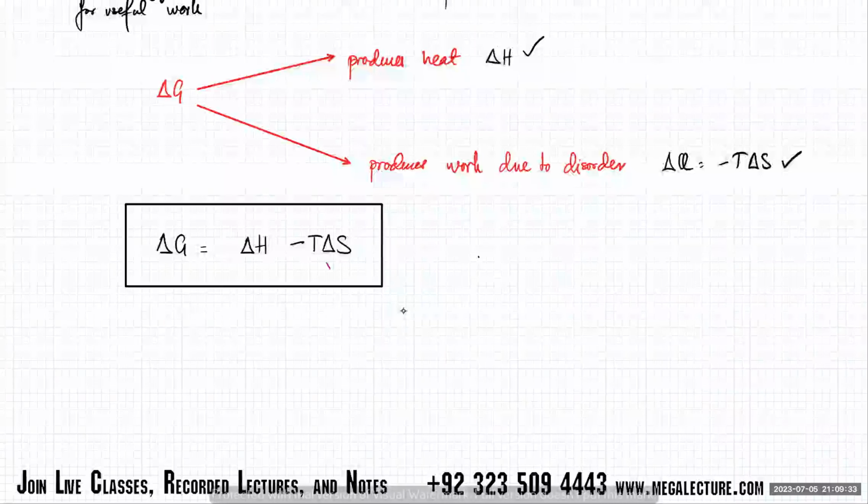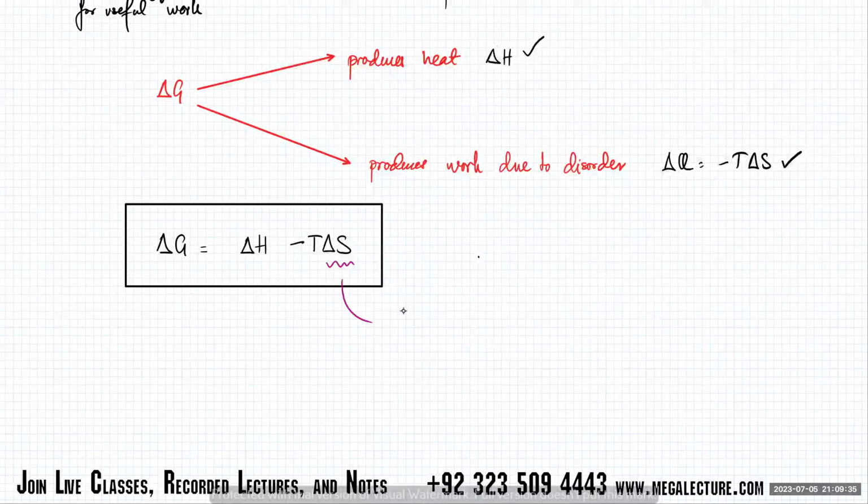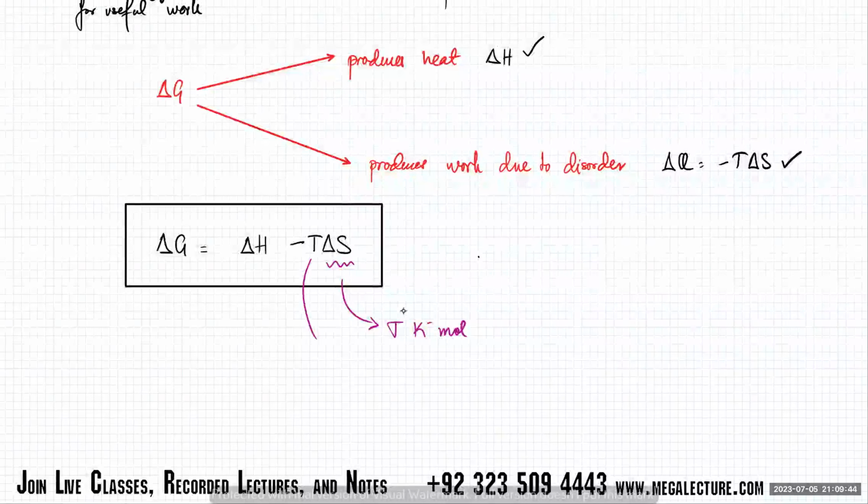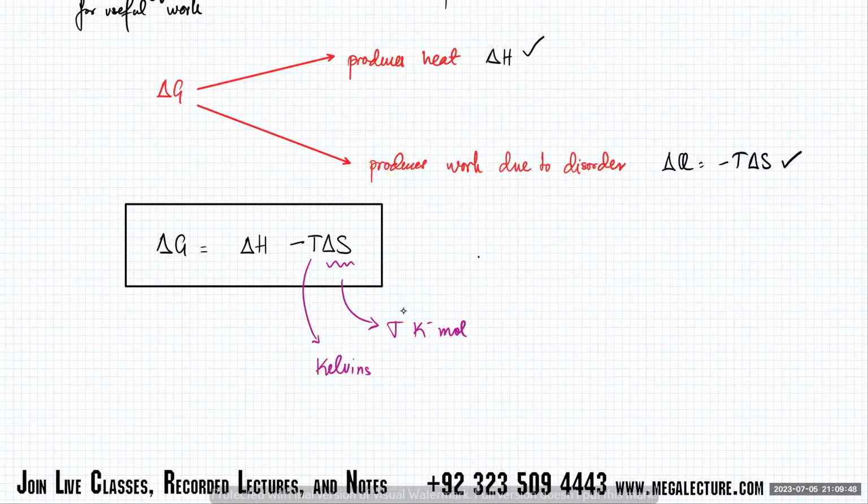The only thing to be careful about is that the unit for delta S is actually joules per Kelvin per mole. The unit for temperature is always going to be kelvins. And the unit for delta H is kilojoules per mole.